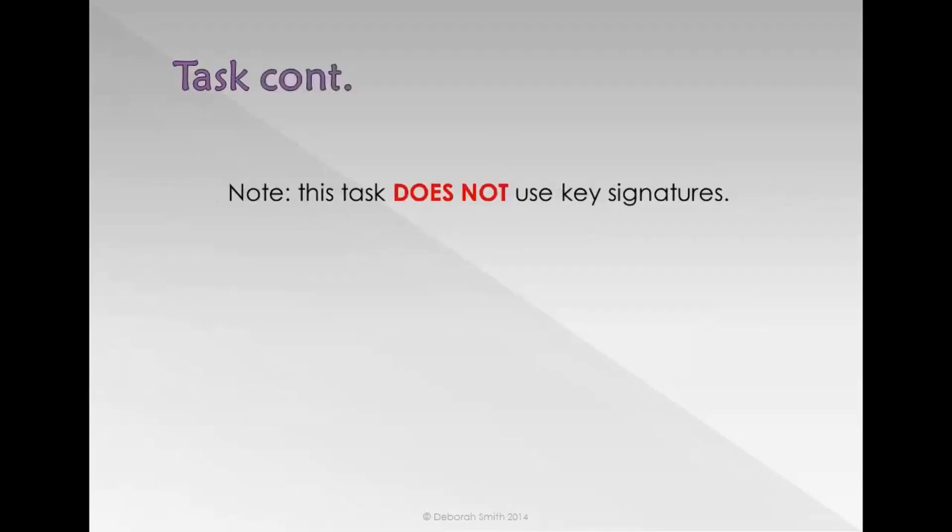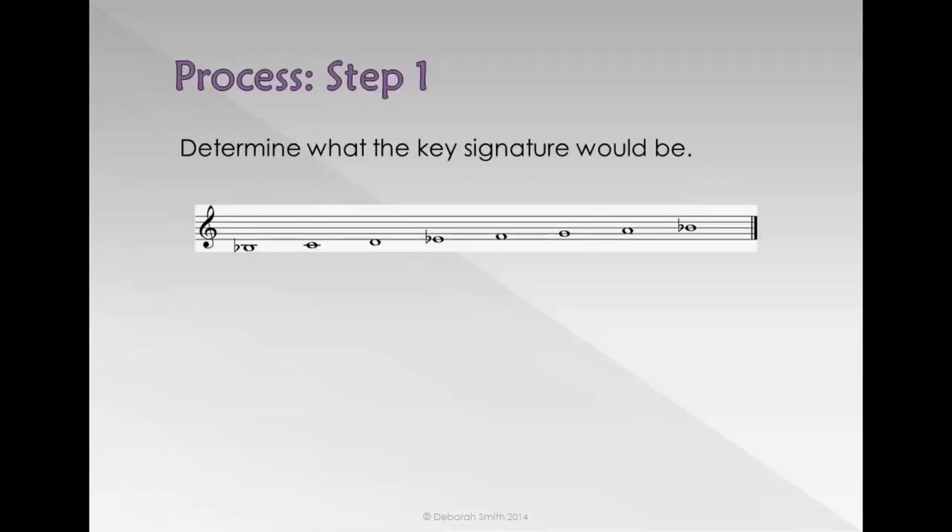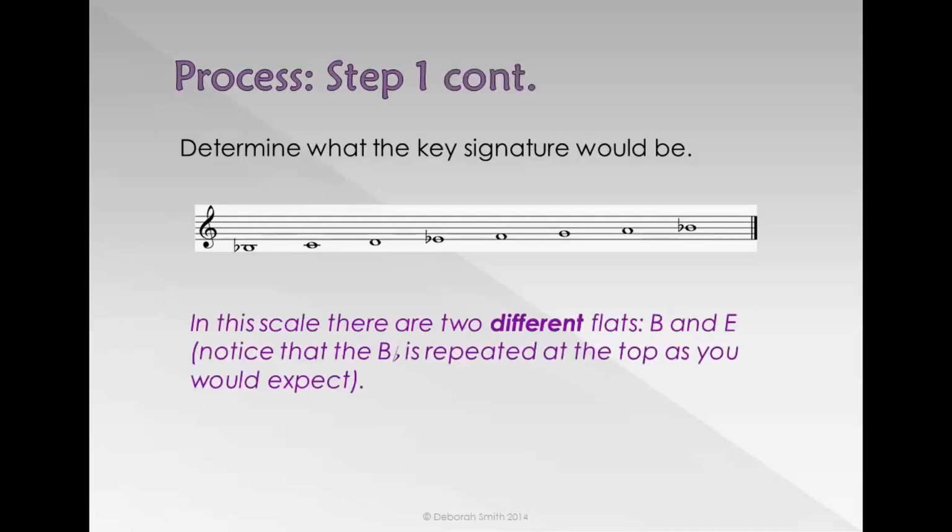This question type does not use key signatures. Therefore, our first step is to determine what the key signature would be. In this scale, there are two different flats, B and E. Notice that the B flat is repeated at the top, as you would expect. So, we could write a key signature for this scale like this.